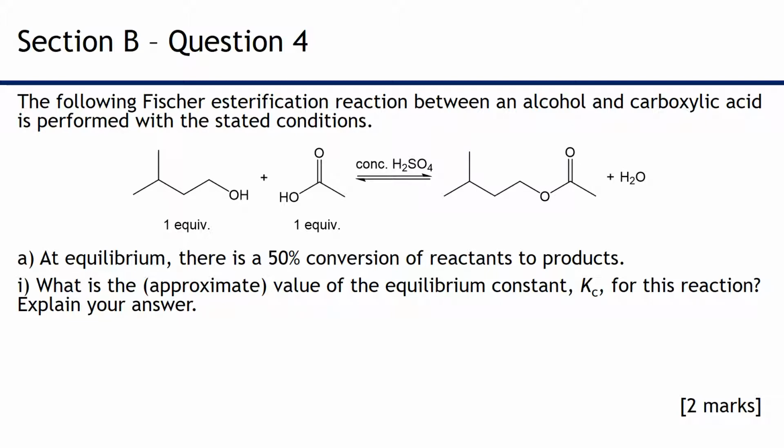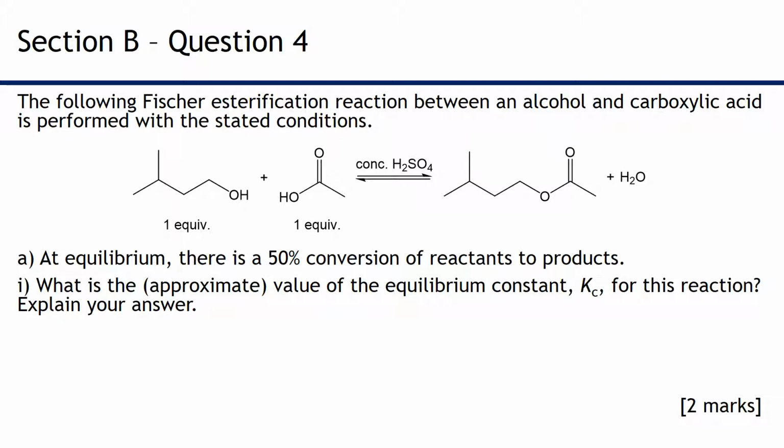And now we move on to question 4 of section B. So you're told that the following Fischer esterification reaction between an alcohol and carboxylic acid is performed with the stated conditions. So you have one equivalent of the alcohol, one equivalent of the carboxylic acid. You have concentrated sulfuric acid present in there, and then it yields an ester and water.